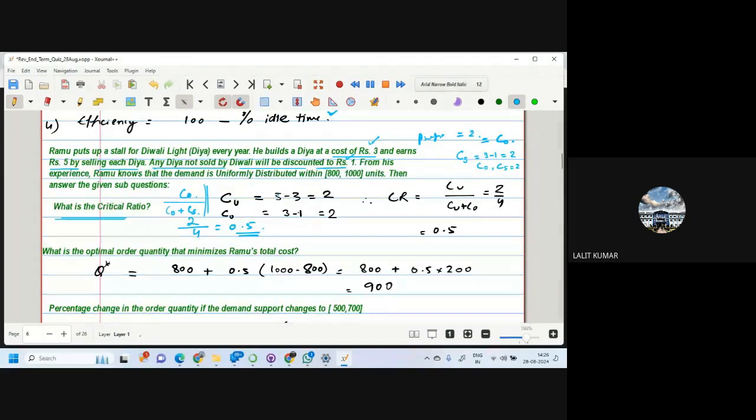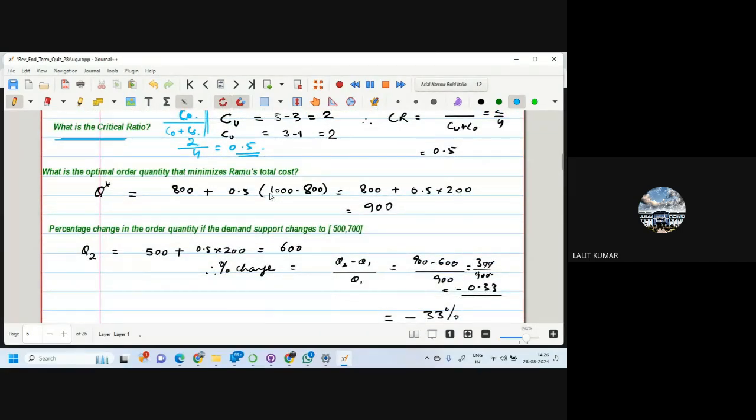Basically, this CO is the amount which he foregoes if he does not have the item. So for example, it is the profit. So 5 minus 3, if he did not have the item, he foregoes 2 rupees. And the CS is the amount which he foregoes due to the salvage. So his cost was 3 and he's selling at 1. So 2 rupees is his salvage loss.